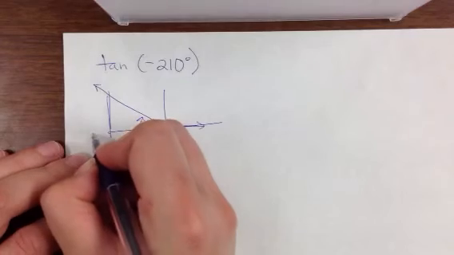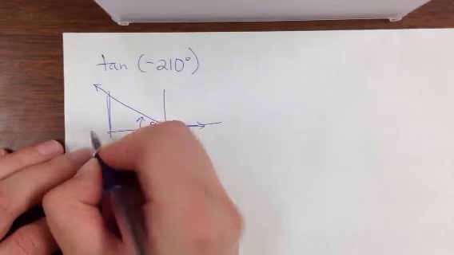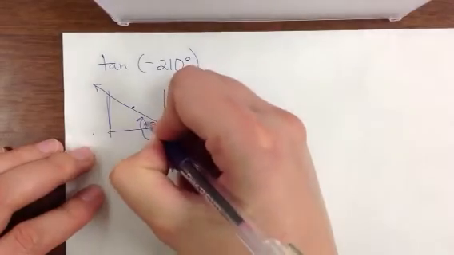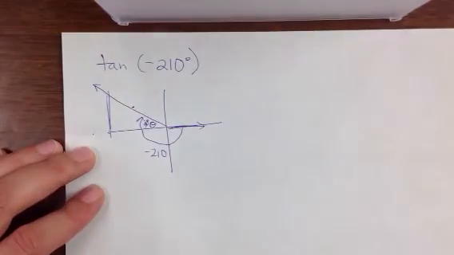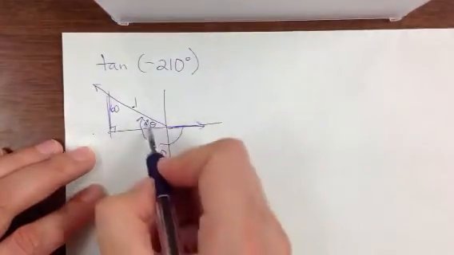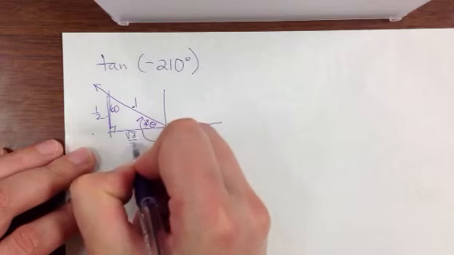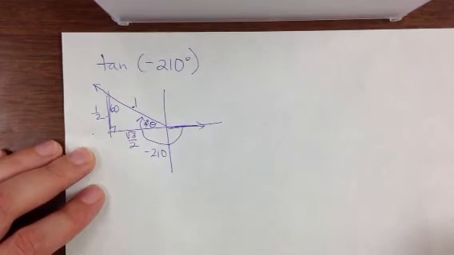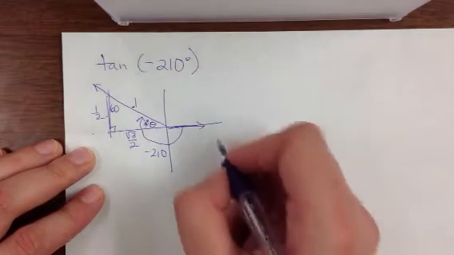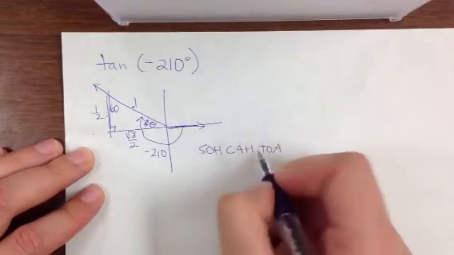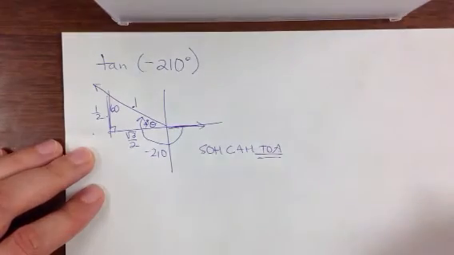Well, if this is negative 180 and this is negative 210, we take the difference and we get 30 degrees. And if I have a 30, 60, 90 triangle, I know my hypotenuse is 1. Across from 30 degrees is 1/2, and across from 60 degrees is square root of 3 over 2. I know my 30, 60, 90 triangle. So I want the tangent. Remember SOHCAHTOA: tangent is opposite over adjacent.